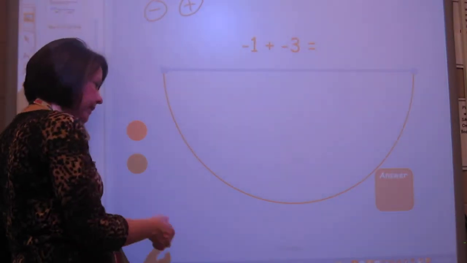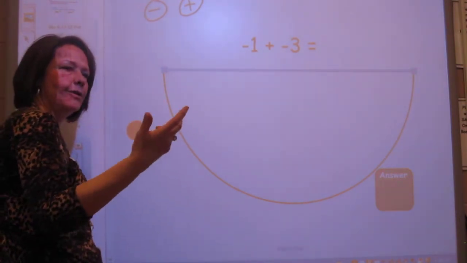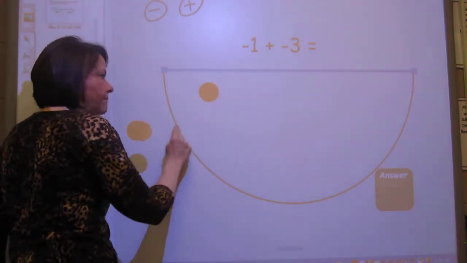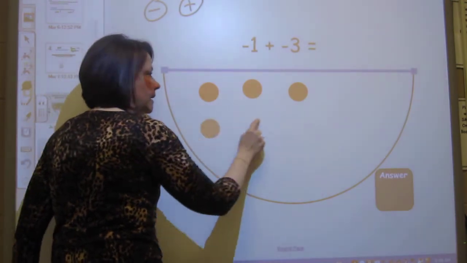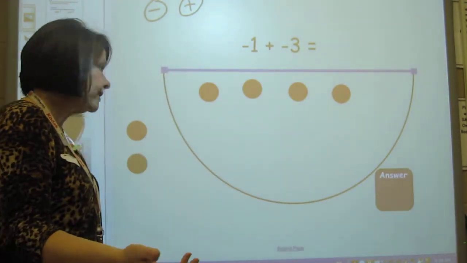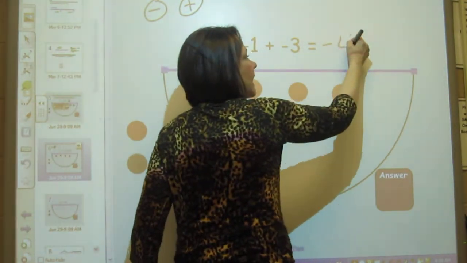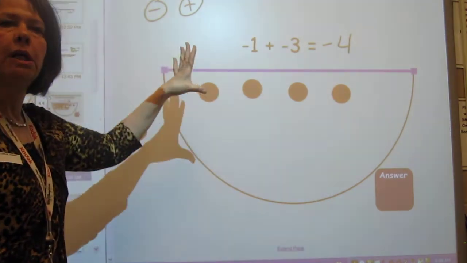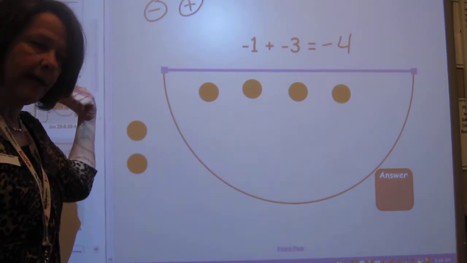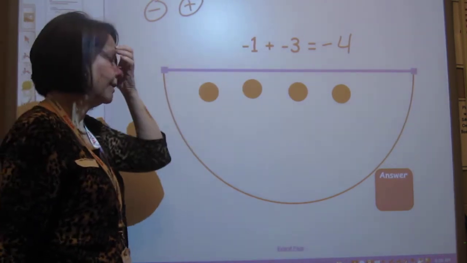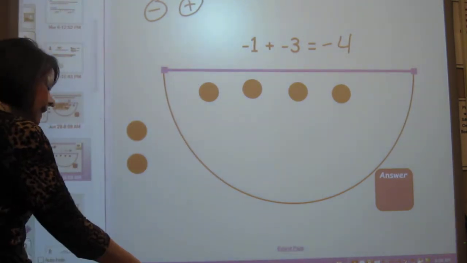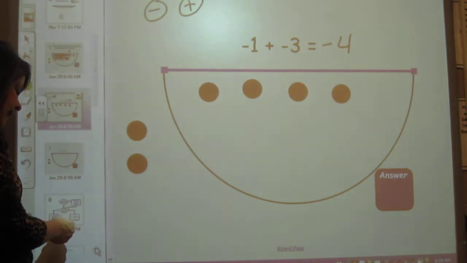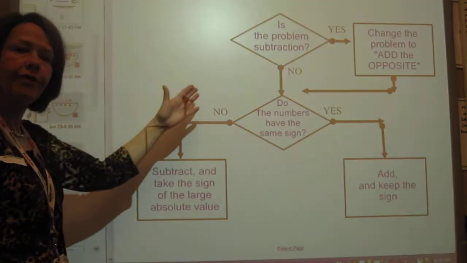Let's look at this one. -1 plus -3. Well, those are all red. -1 and -3. What am I left with? 4 red chips. -4. There were no 0 pairs to bundle up and take away. It was all addition.